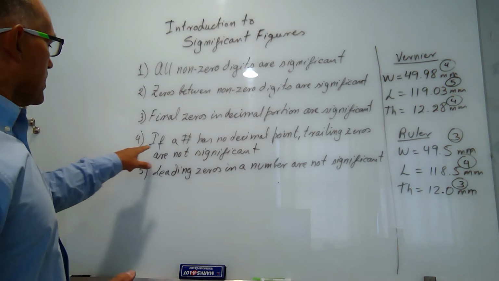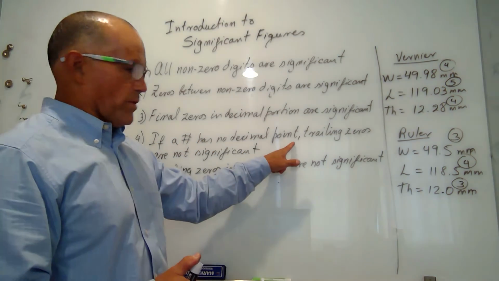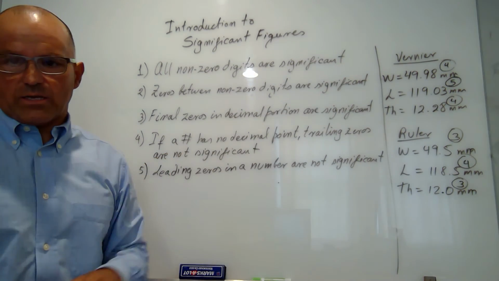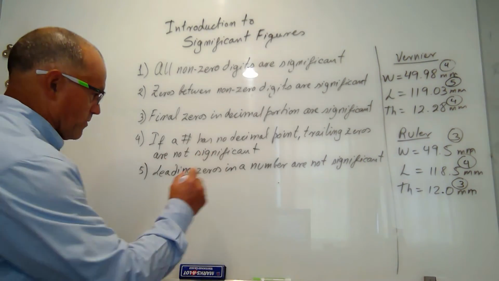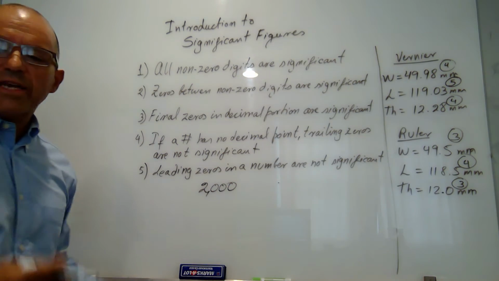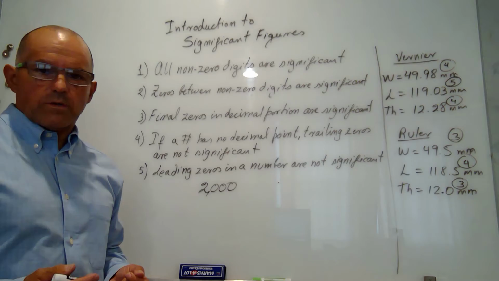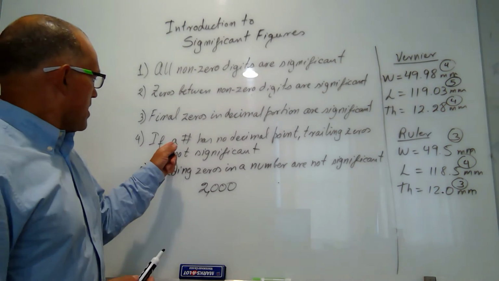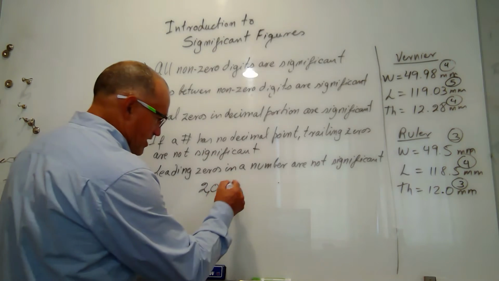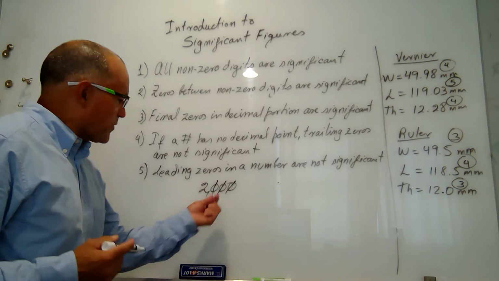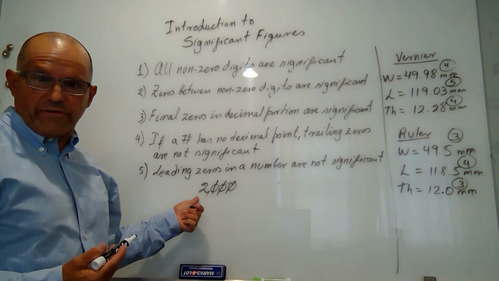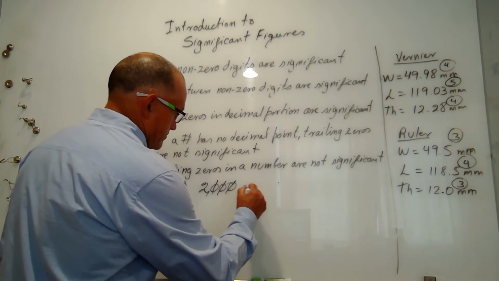Now, number 4. If a number has no decimal point, trailing zeros are not significant. I'm going to give you an example. The number 2000 doesn't have any decimal point. So, if a number has no decimal point, trailing zeros are not significant. In this case, these 3 zeros don't really count as significant figures. So I only have one significant figure, which is 2.